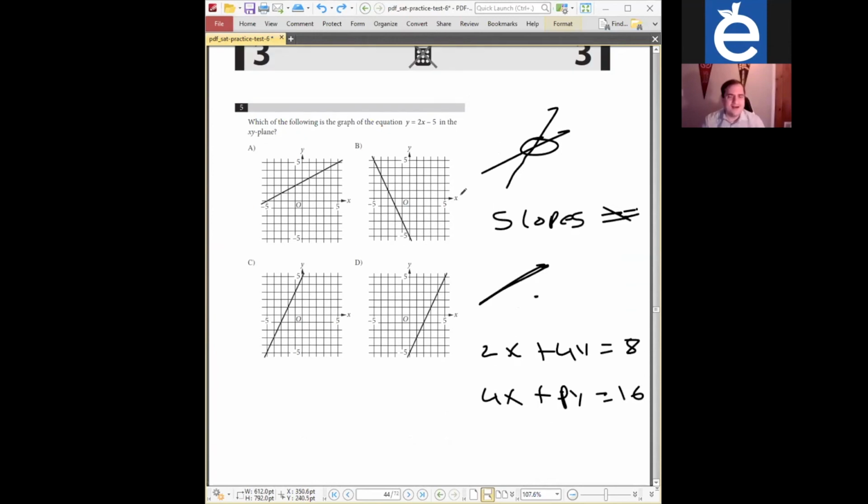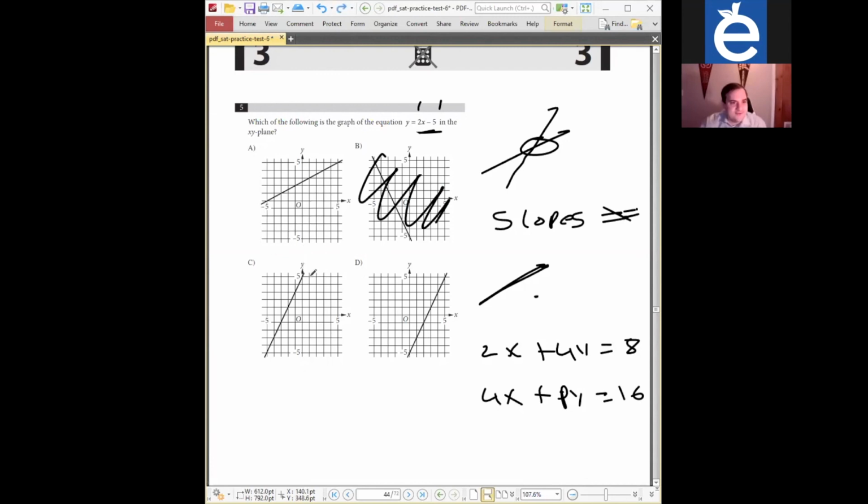All right, number 5. Which of the following is the graph of the equation y is equal to 2x minus 5 in the xy plane? All right, so the slope is 2. The y-intercept is -5, and it is, so first off, it's a positive slope. You're gone. It's going to have a negative intercept. So you both are gone, and D is what's left, right?